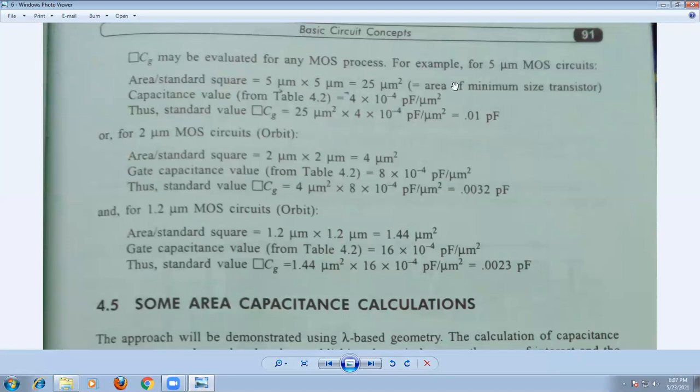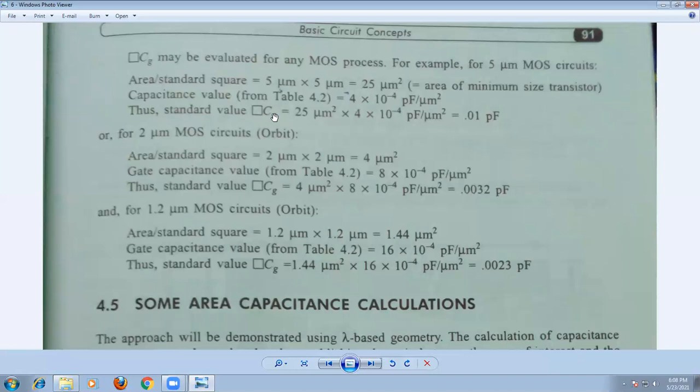Once you know what type of technology we are going to use, whether 5 micrometer, 2 micrometer, 1.2 micrometer, or 0.2 micrometer technology, we can go for any technology. Because 1 square Cz is different for different technologies, identifying those numbers is very difficult. So we always represent the capacitance value in terms of square Cz, which is common for all technologies.